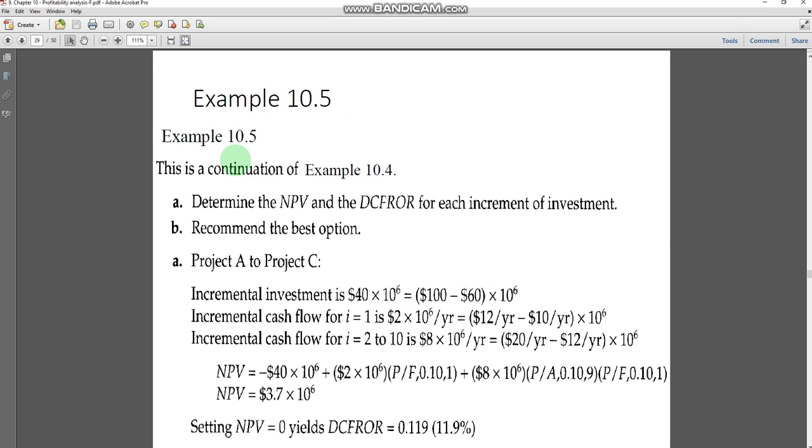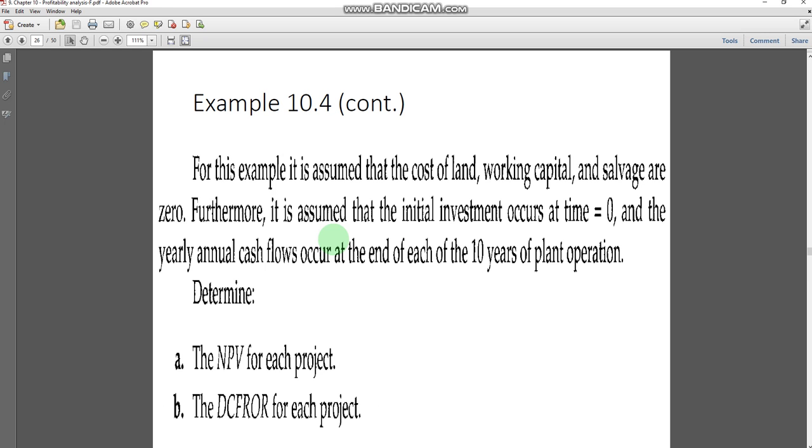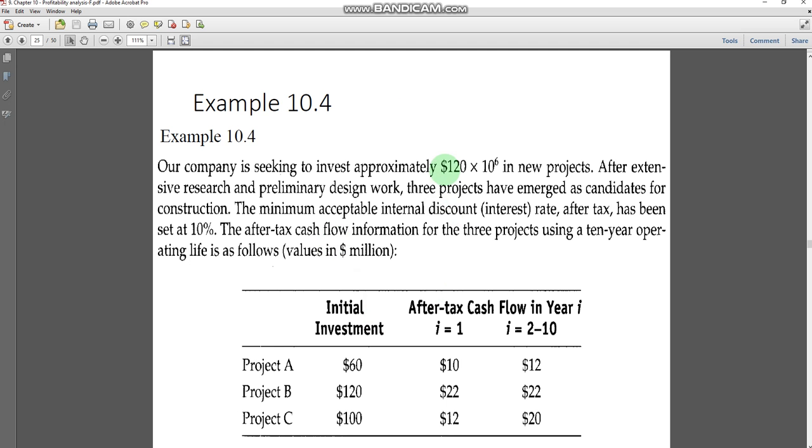Now let us solve example 10.5, that is in continuation of example 10.4. Determine the net present value and the discounted cash flow rate of return for each increment of the investment. Recommend the best option. Now if you go back to this example here, the cap value that you can have for the investment is $120 million.